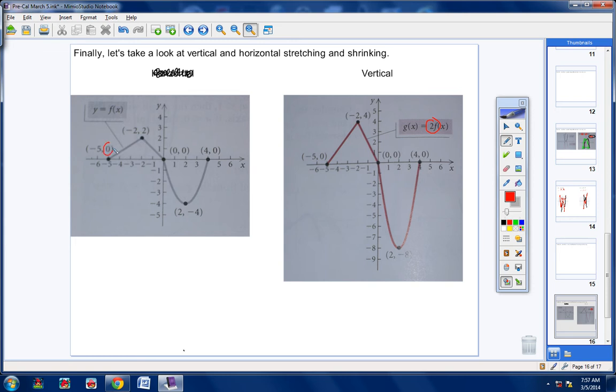See how your y value is a 0? 0 times 2 is 0. See how your y value is 2? 2 times 2 is 4. See how your y value here is 0? 0 times 2 is 0. See how your y value is a -4? -4 times 2 is -8. See how your y value is 0? 0 times 2 is 0. That is called a vertical stretch.